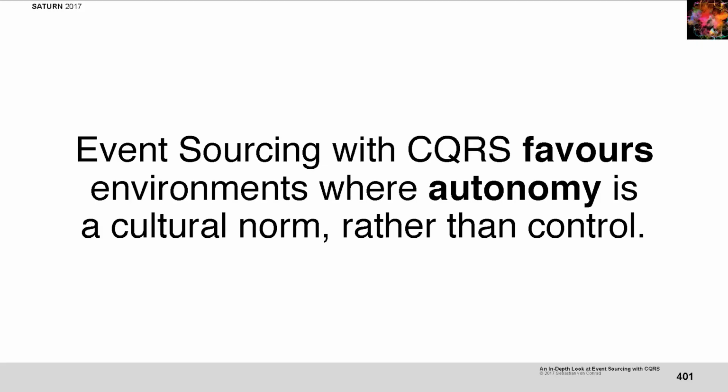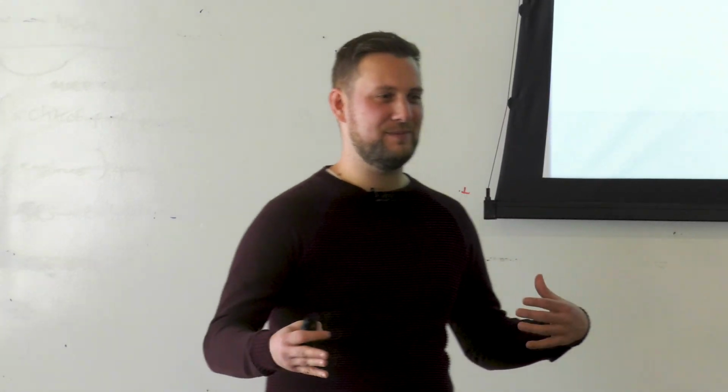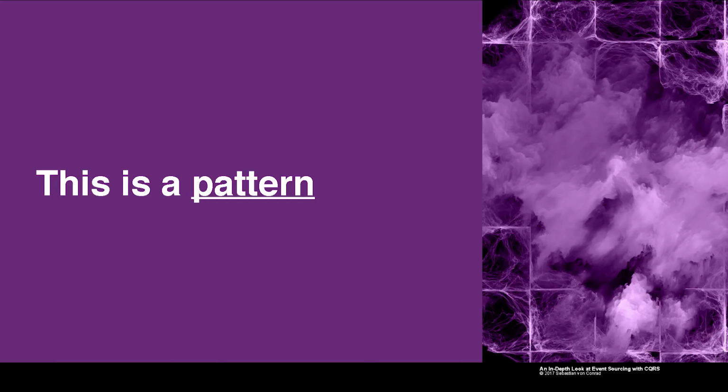I think event sourcing with CQRS favors environments where autonomy is a cultural norm rather than one of control. But you can do it in tighter control environments, in which case you'll find yourself keeping your event store behind high walls, building more standard APIs, and maybe even creating event streams that have filtered data that you want your clients to be able to have.